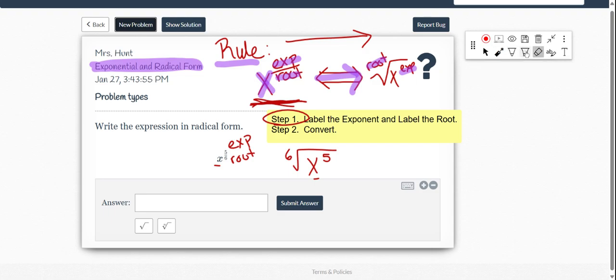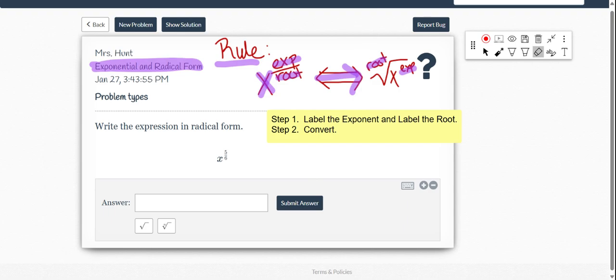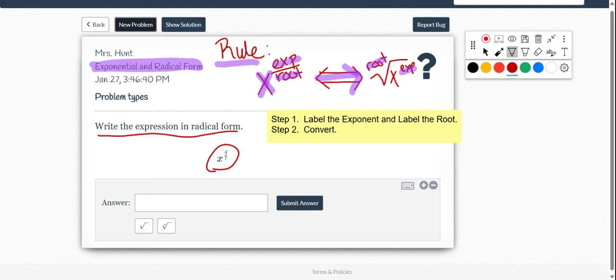Okay, let's do another one. I know sometimes you look at one and it's not enough, so let's do another one. All right, here we go. New problem. It says write the expression in radical form. We're starting out in exponential form, and we need to go to radical form. So let's just match it up to our rule.